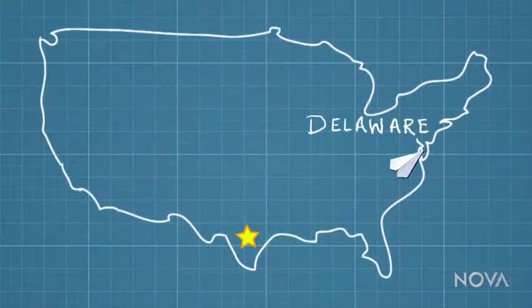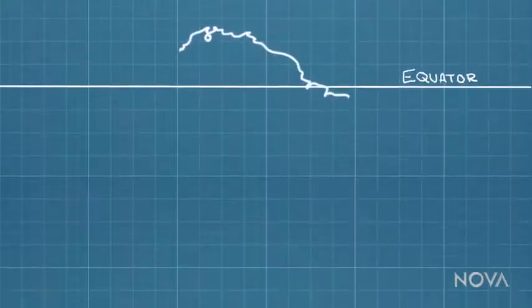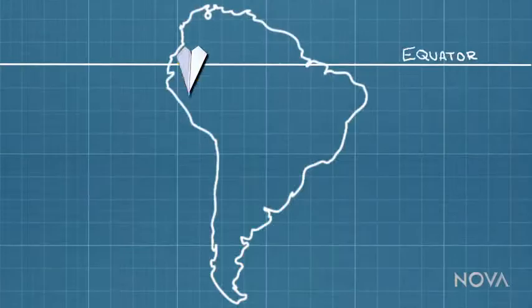So from your point of view in Texas, the plane would have taken a curved path to the right. The opposite would happen in the southern hemisphere. An object traveling from the equator to the south would get deflected to the left.